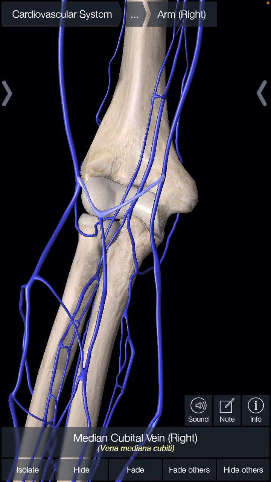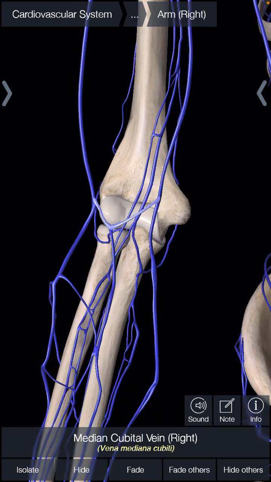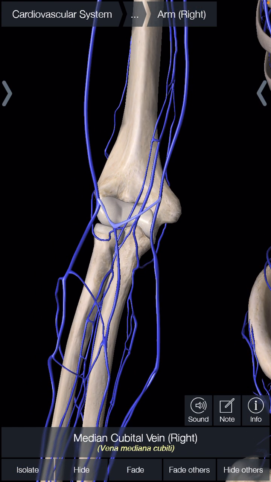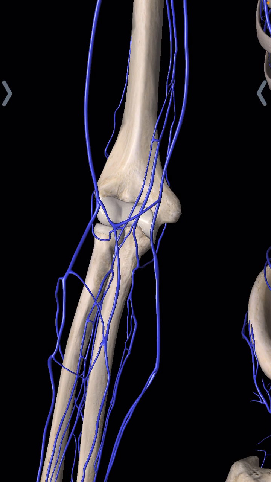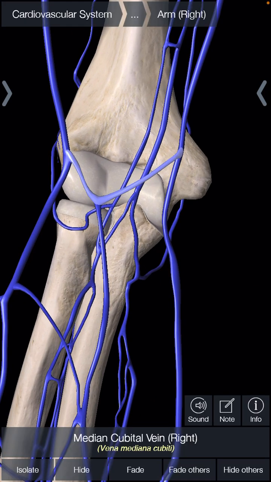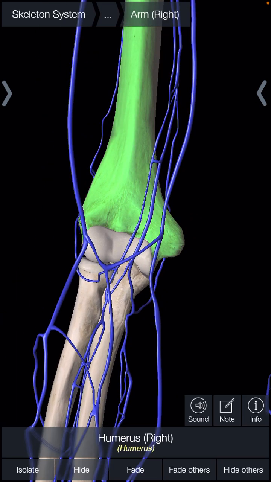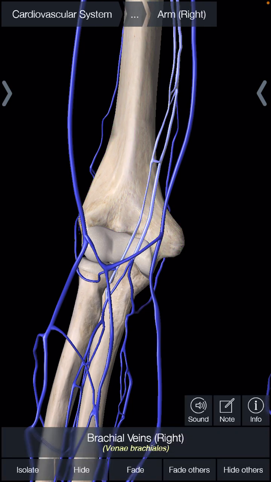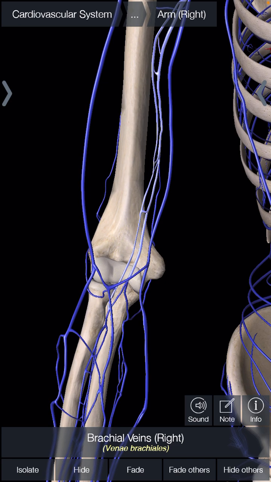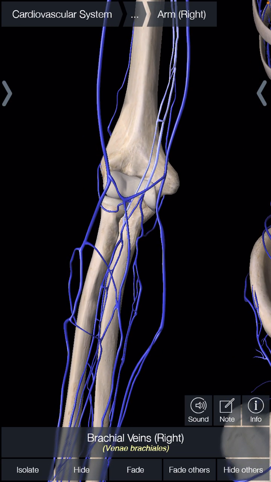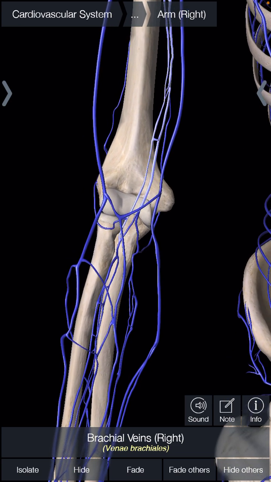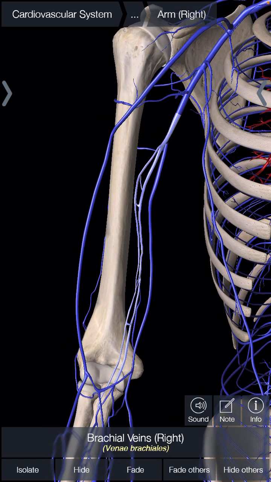So the median cubital vein, if it's running horizontal and is attached to the two vessels that you don't need to know, then you'll know that that's the median cubital vein. And it's easy because it runs horizontal. If you have one that is running vertical, in this area, it's either going to be the brachial veins, which are here, more superficial, running along the humerus. And if it's distal, then it'll either be the radial or the ulnar veins. So brachial vein is the one that is highlighted now.